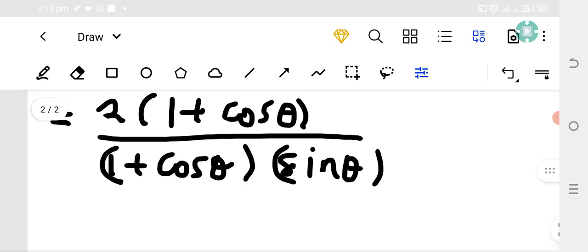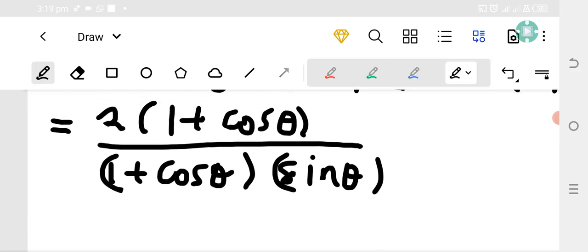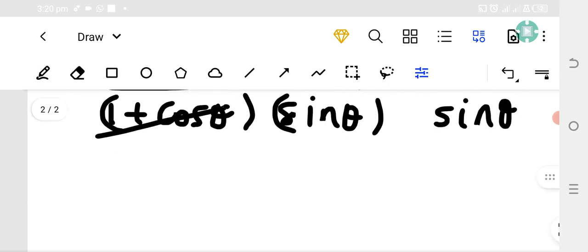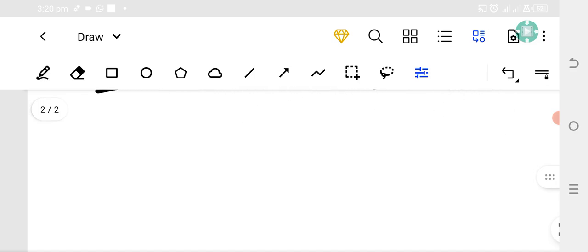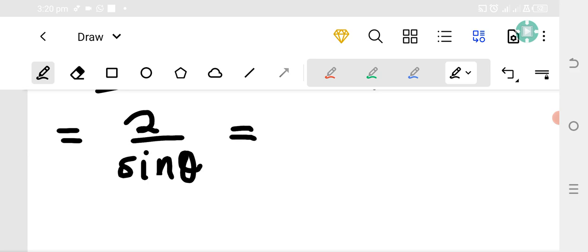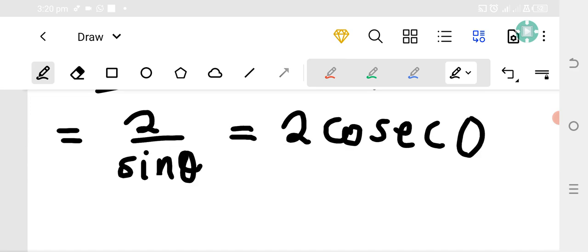And then from there, what are we doing? We can see that this and that can cancel out, giving us what? 2 divided by sine theta. So let me write it down here. It's equal to 2 divided by sine theta, which again is equal to what? To cosec. So looking at the third letter here, it's sine. Don't think of cosine. This is cosecant. Okay? Cosecant theta.